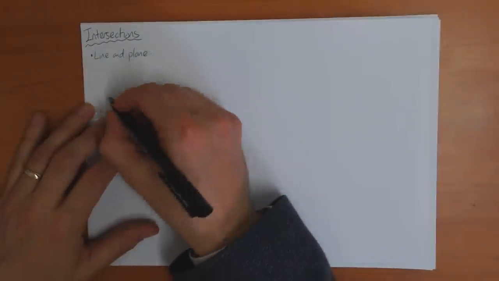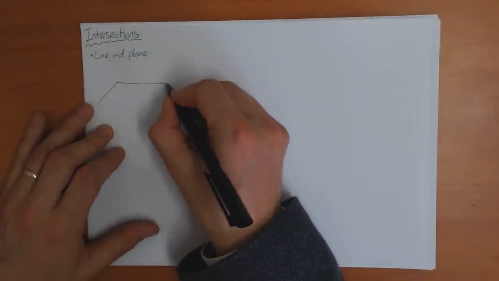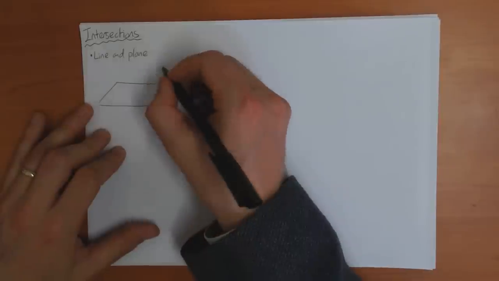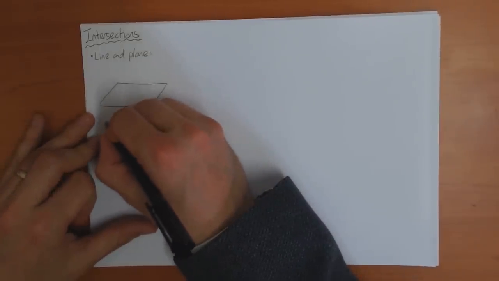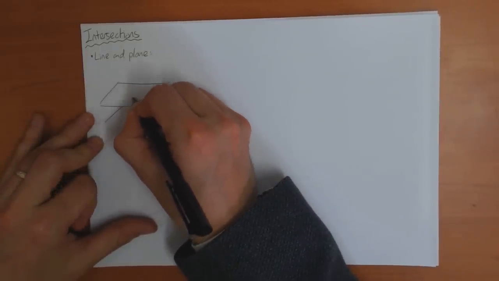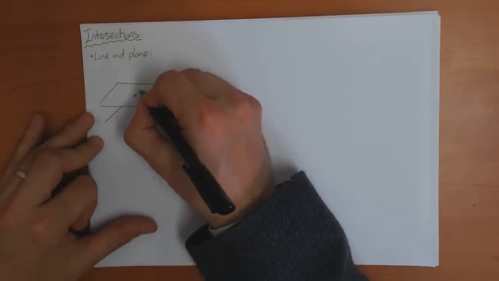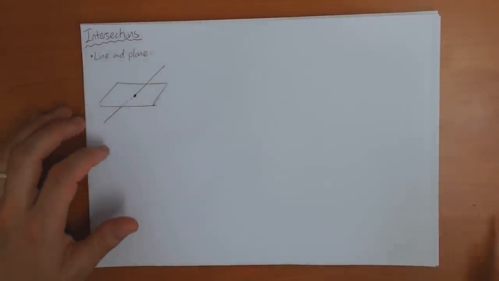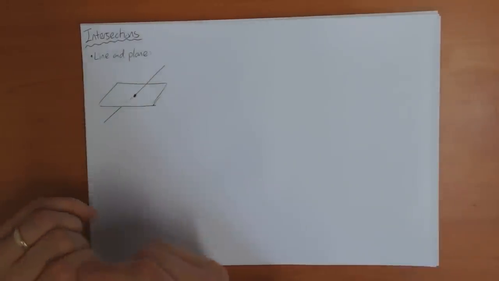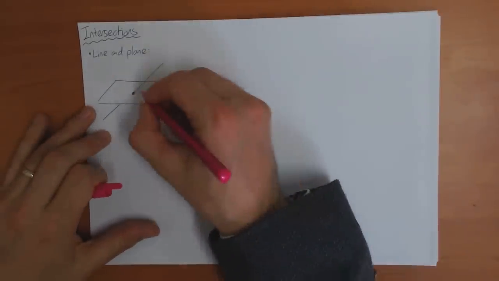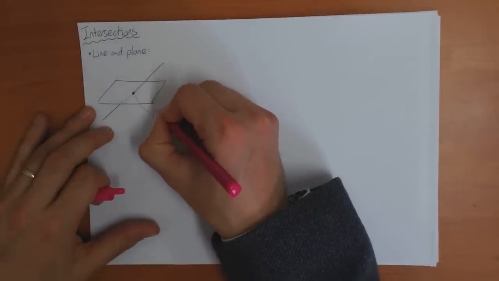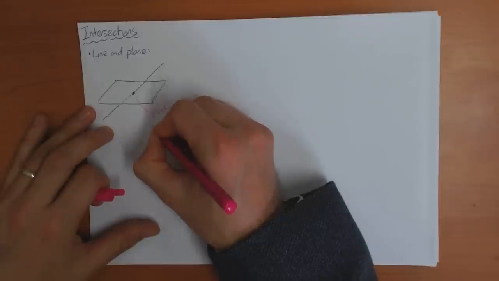That means the following. Suppose I've got, in three dimensions, a plane like this, and I've got a line as well. So here's a line. It goes up behind the plane, and at some point here it crosses the plane. The point at which it crosses the plane is known as the point of intersection. So this point here is the point of intersection.